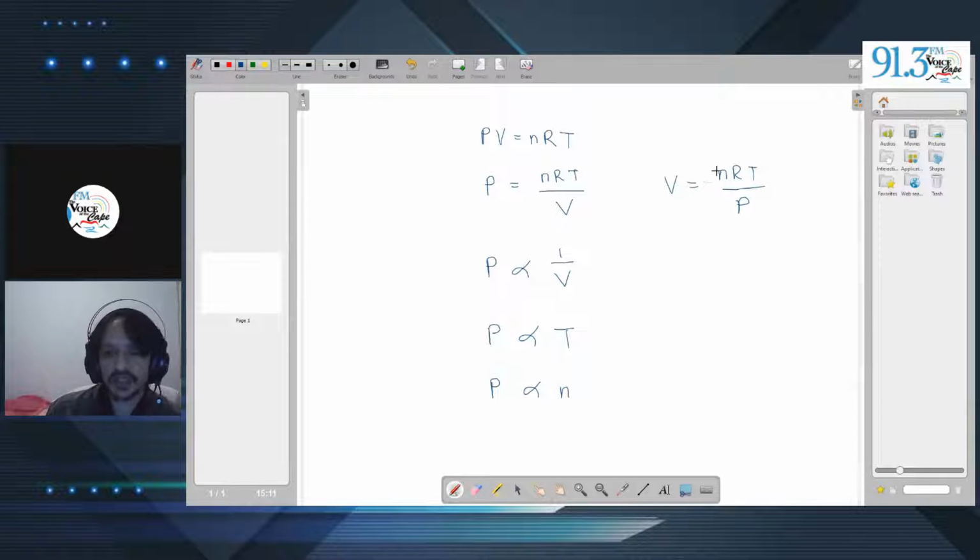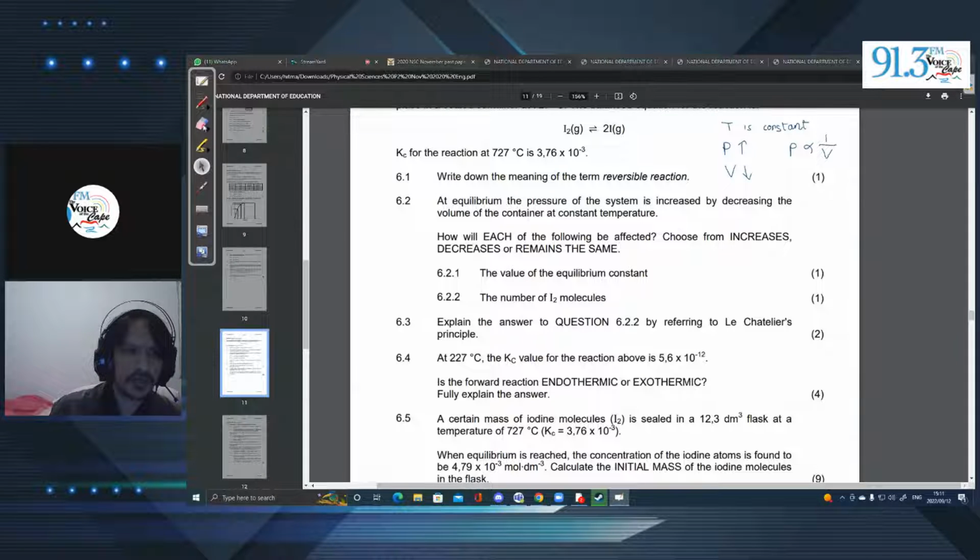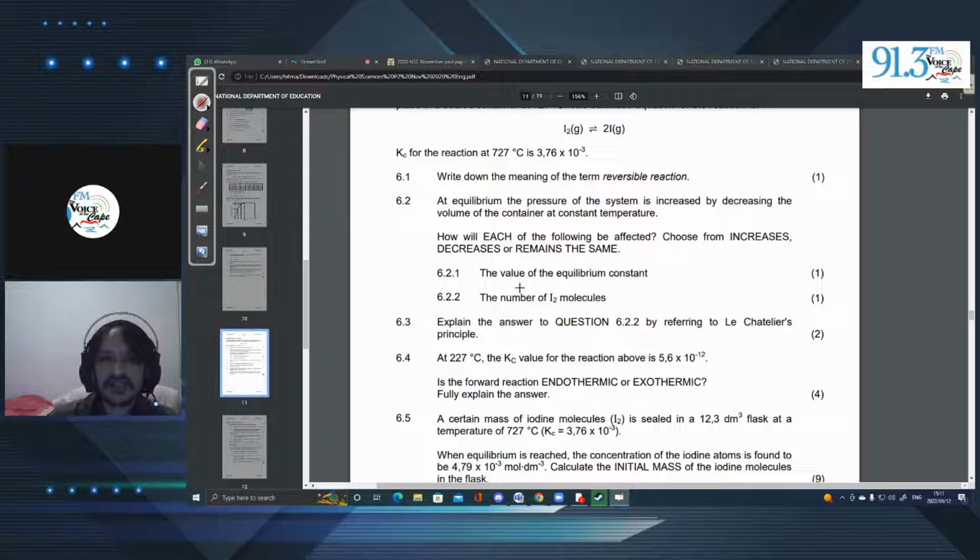It's directly proportional to the number of molecules and directly proportional to the temperature. Okay, so that's just a little side note. Now, knowing that, the value of the equilibrium constant, does it increase, decrease, or remain the same? Well, all these factors do not affect the equilibrium constant.